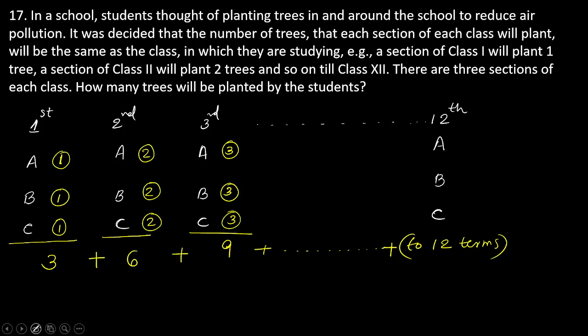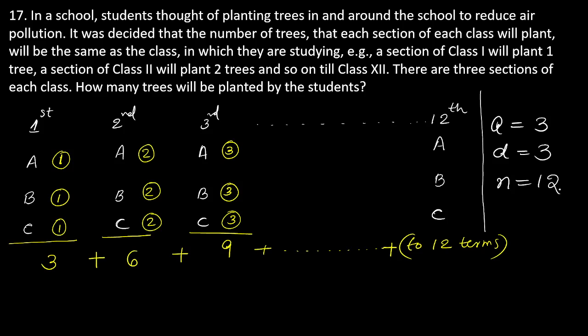So Sn. Let me write here the first term. The first term is equal to 3. The common difference is 3, second minus first. Number of terms equal to 12. So the summation, total number of trees. The formula will be n by 2 into 2a plus n minus 1 into d.